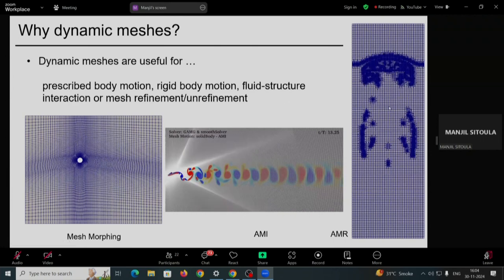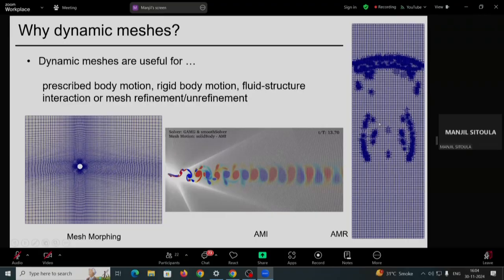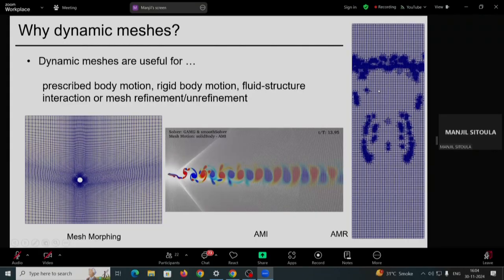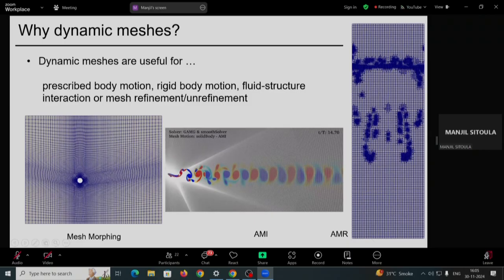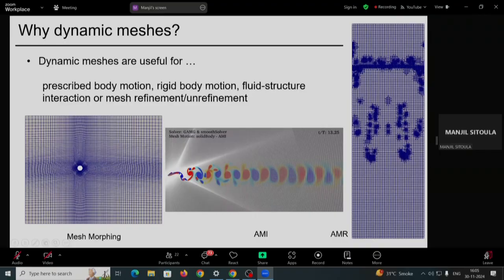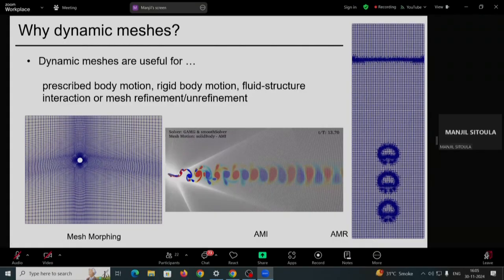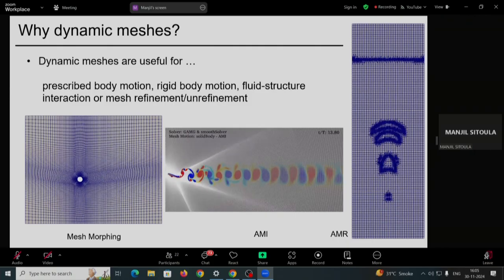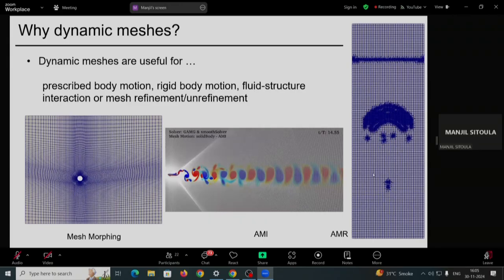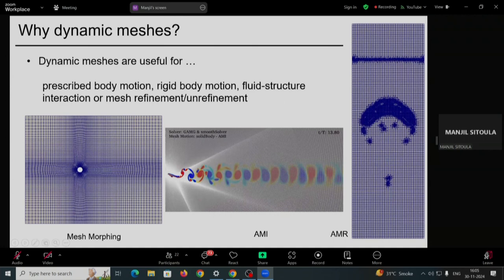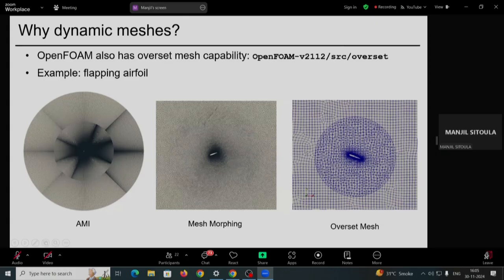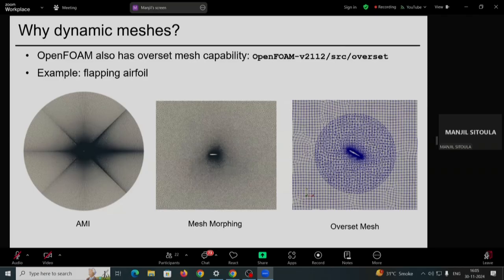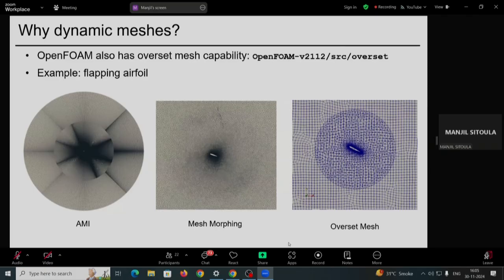On the right hand side, we can see a bubble rise simulation, as John sir has already presented for the adaptive mesh refinement technique. We need to track a scalar. In this case, we are tracking alpha water at the interface, and we need to refine the mesh accordingly, so we are dividing the mesh into smaller divisions. Then overset: the OpenCFD version, the .com version, has the overset mesh capability, which is not present in the foundation version. To access this, the path given here is located in the overset folder of the src folder.